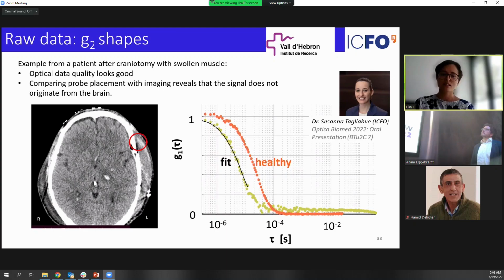However, looking at the CT image after processing this data, it revealed that the location of the probe indicates that she was probably not probing brain tissue and was rather just imaging the swollen muscle tissue located above the skull. Since we're using diffuse optics, we are never truly sure where we placed our probes. If you're measuring a patient with severe pathology, like in these cases, it is worthwhile to check where you've actually placed the probes and make sure that you're probing brain tissue with a higher probability.